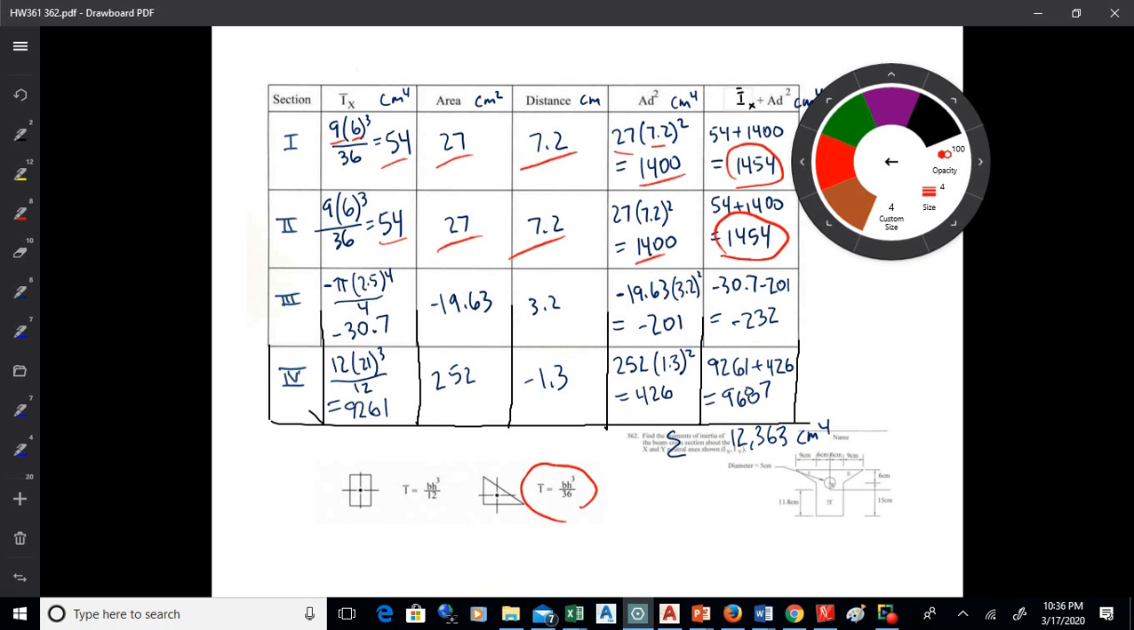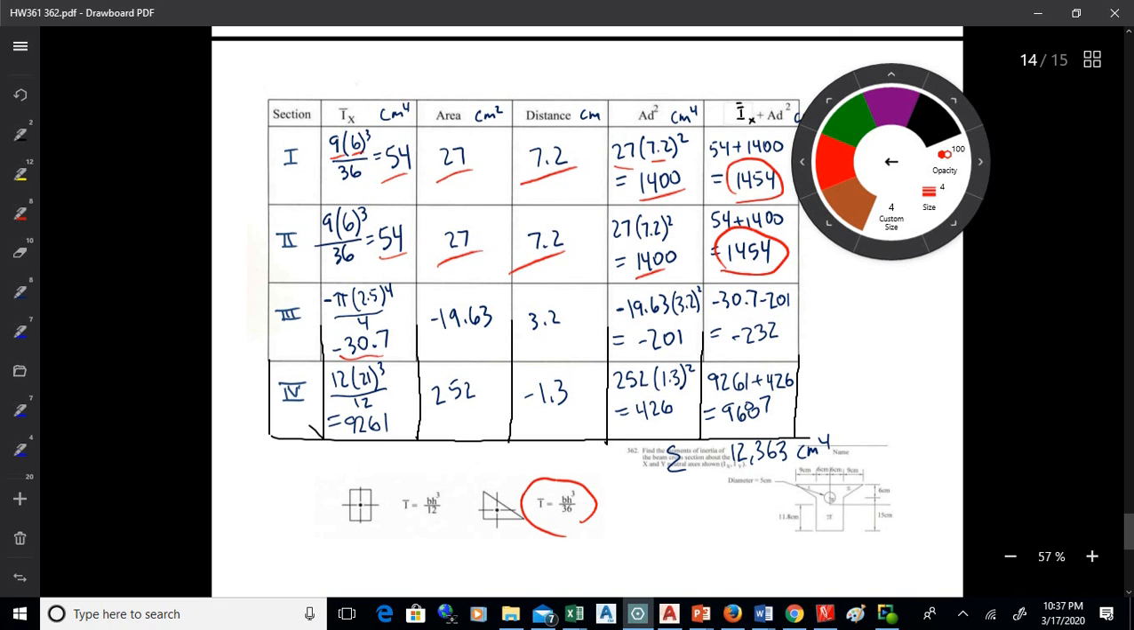The circle is a cutout, so it's negative. The formula for the moment of inertia of a circle is minus pi r to the fourth over 4, which is negative 30.7, again, because it's a cutout. The area is 19.63. We found that earlier. Offset distance is 3.2. So negative on the outside, 19.63 times 3.2 squared is negative 201. So the negative 30.7 minus the 201 is negative 232. That's the moment of inertia of the circle there about the x-axis. It's a negative number because it's a cutout.